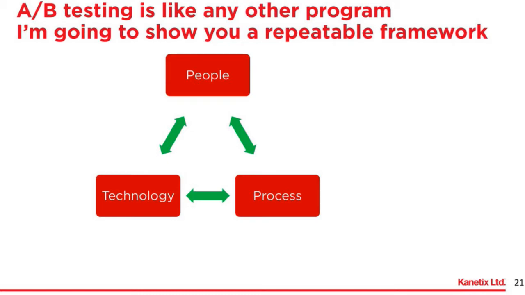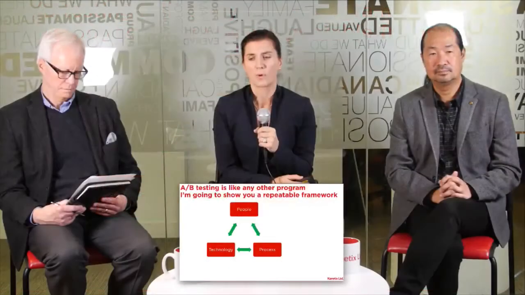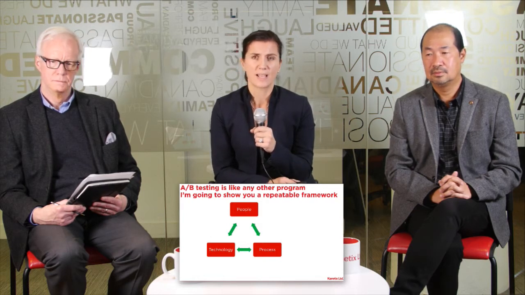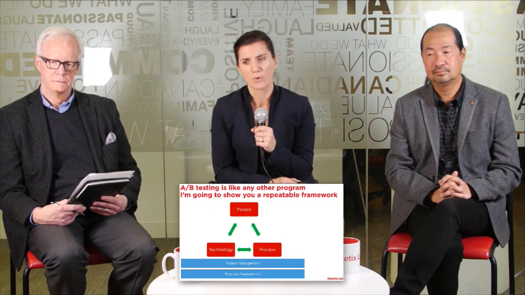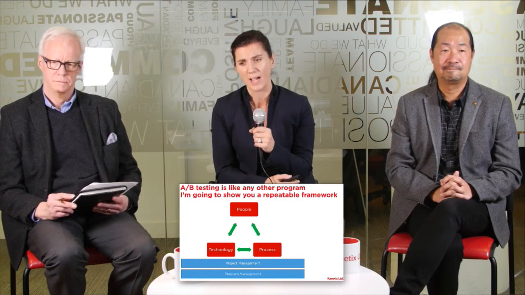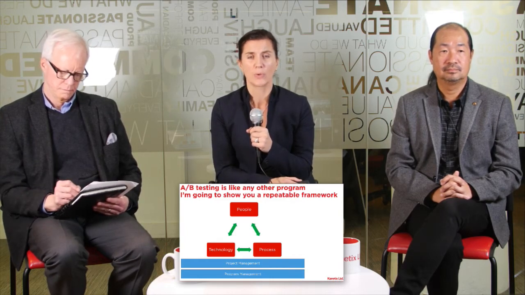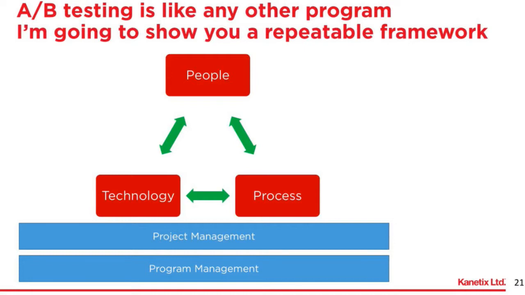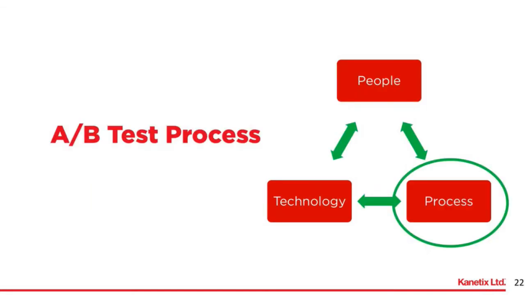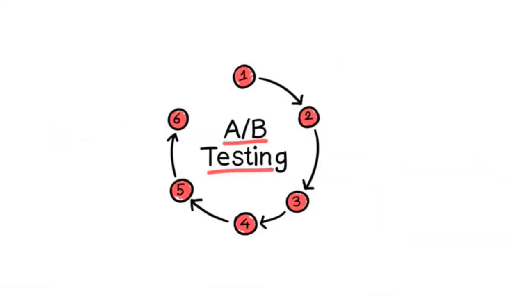So the repeatable framework that we've adopted, and have had in place for a while, takes a few very important factors: the people, the process, and the technology. It has to be underscored with great project management, so taking a test from start to finish and understanding its impact, and the overall program management, so the sum total of all of those projects, how they work in total, win rates, and things like that. So one falls into that execution bucket, and the other into controls and governance, and I'll talk to each a little bit. So in the process itself, we do have a very disciplined A/B testing process.